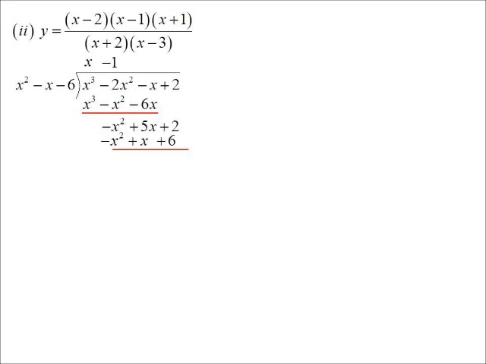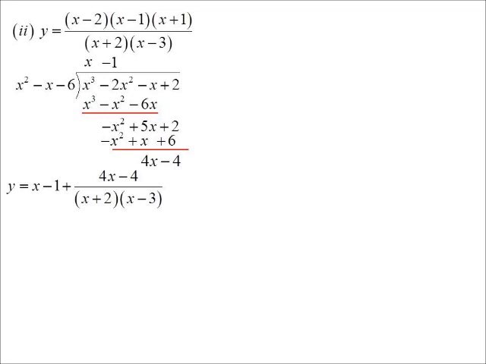Let's try another one. This time I've got a cubic on top and a quadratic on the bottom. Let's do the polynomial division. So x squared into x cubed goes x, and we get a remainder of minus x squared plus 5x plus 2, so I can keep going. x squared into minus x squared is minus 1, and my remainder is 4x minus 4. So I could rewrite this fraction as x minus 1 plus 4x minus 4 on, well, (x plus 2)(x minus 3).